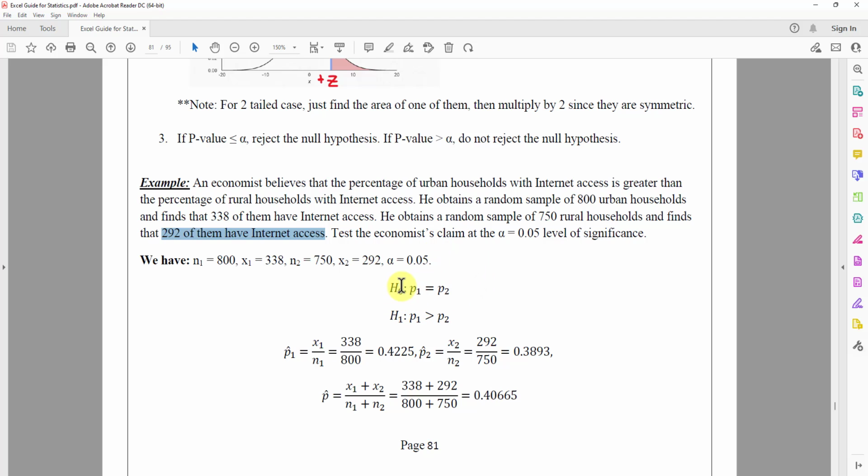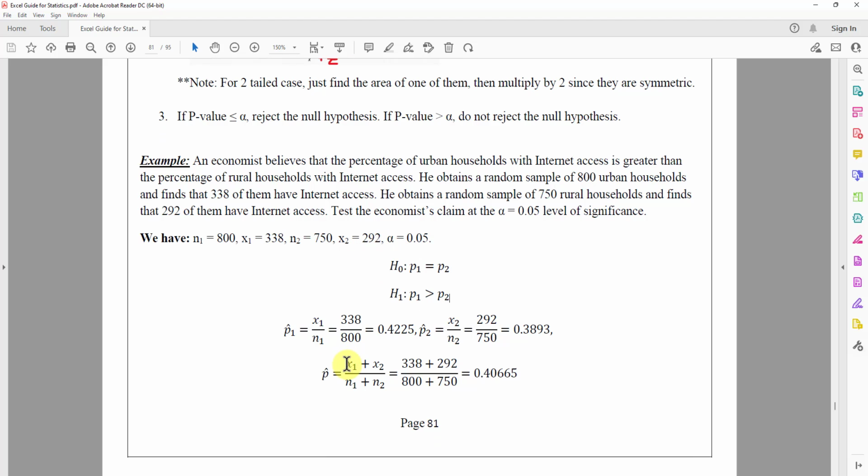Now, we always assume that P1 is equal to P2. The first proportion is equal to the second proportion. We always assume that for the null hypothesis. And now the claim is an economist believes that the percentage of the urban households, which is the first population, is greater than, right? So P1 is bigger than P2. This is the claim. This is the one that we are looking to test.